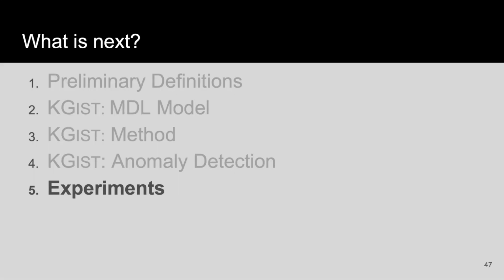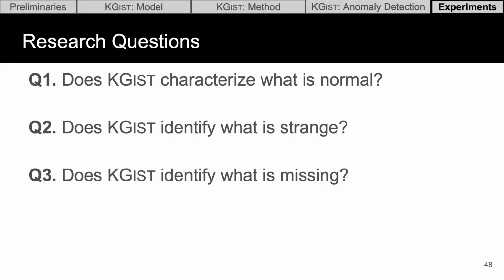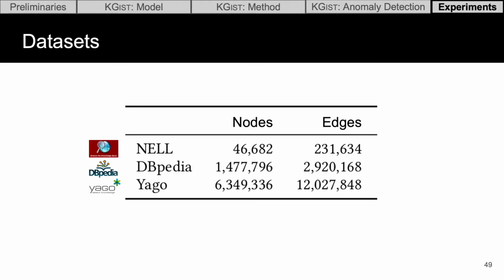So the next step is to evaluate our method. We do so with a number of research questions. The first is whether KGist just characterizes what is normal. Does it identify what is strange and missing? And does it do all of this in a scalable way? We will evaluate these questions on three real-world knowledge graphs, NELL, DBpedia, and YAGO.